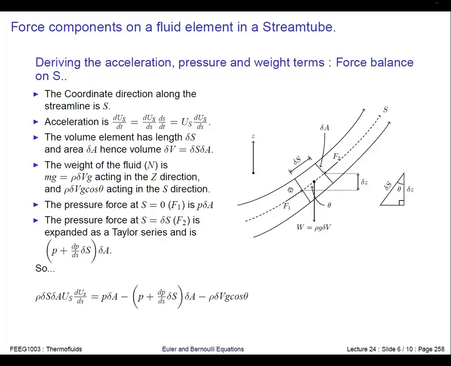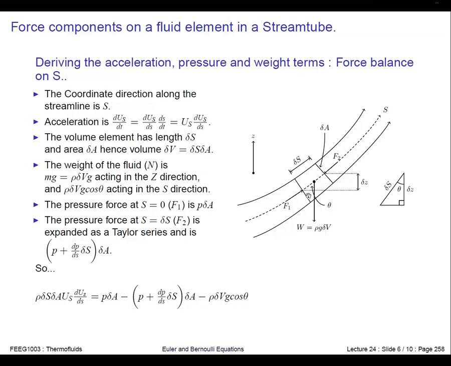So there's going to be a pressure force if F1, which is acting in this direction, and F2, which is acting on the other surface, are different. If F1 and F2 are the same, there's no net pressure force. Okay, so let's say we know what the pressure is at S equals 0. So that's on this face here.